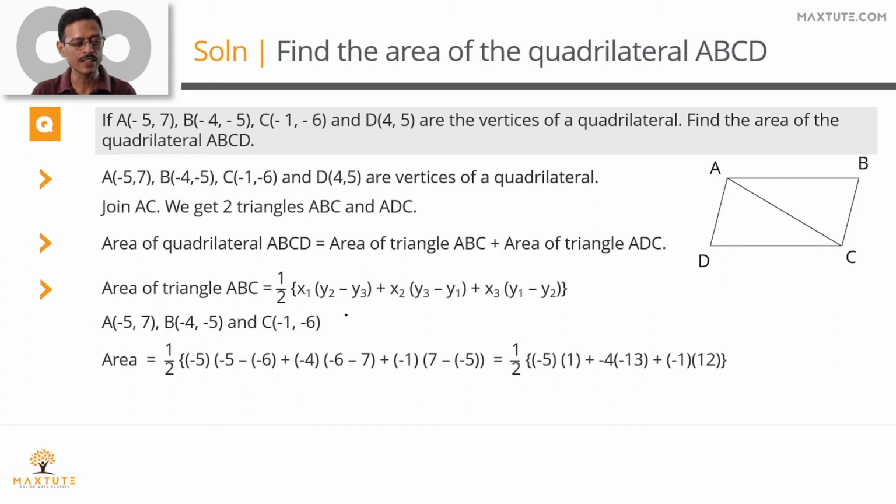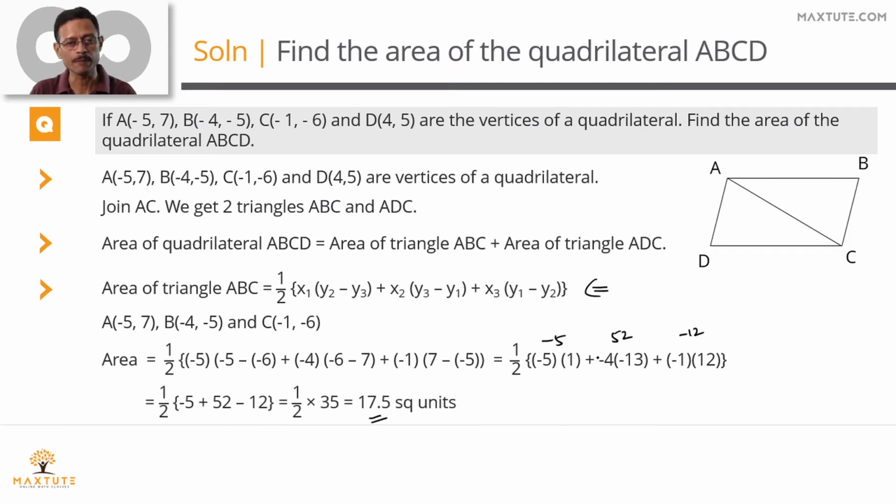Quickly summarize it in a printed form. These are the coordinates of ABC. We have substituted it in this formula. So this is what we are left with. Minus 5 into 1 is a minus 5. Minus 4 into minus 13 is a plus 52. Minus 1 into 12 is a minus 12. So 52 minus 12, 40 minus 5, 35 into half, which is equal to 17.5 square units. So part 1 is done.